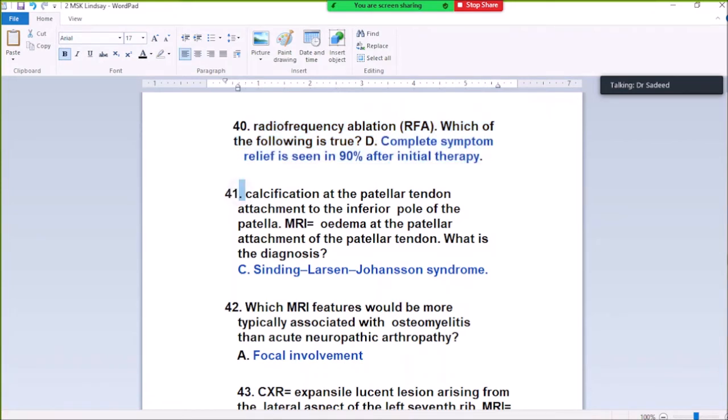Question number 41. Sclerosis at the patellar tendon attachment to the inferior pole of the patella. MRI shows edema at the patellar attachment of the patellar tendon. Most likely diagnosis: Sinding-Larsen-Johansson syndrome. Necrosis at the inferior part of the patella.